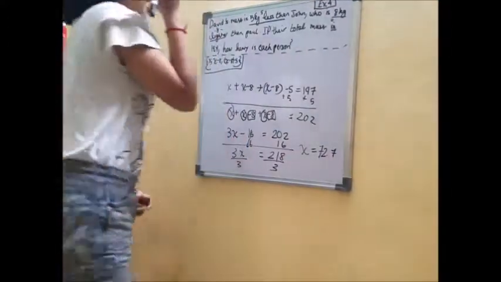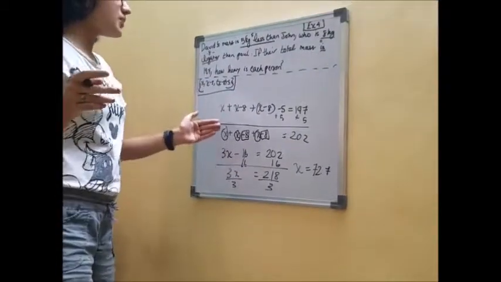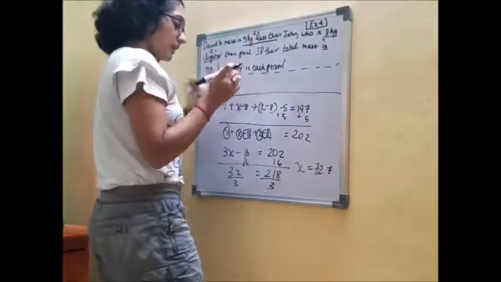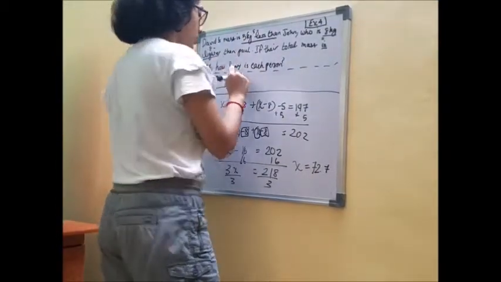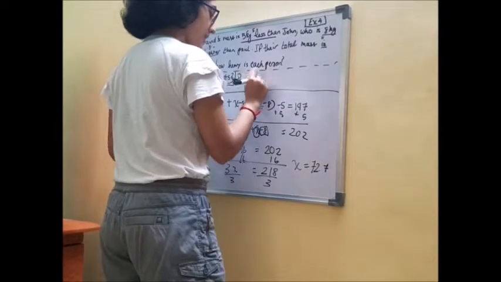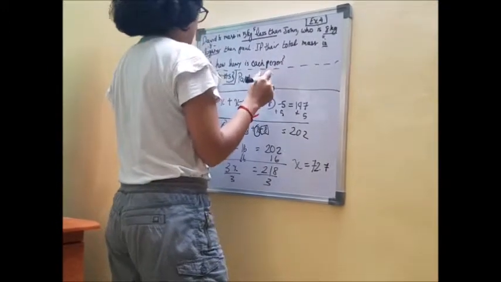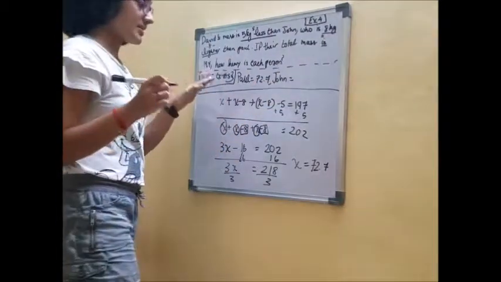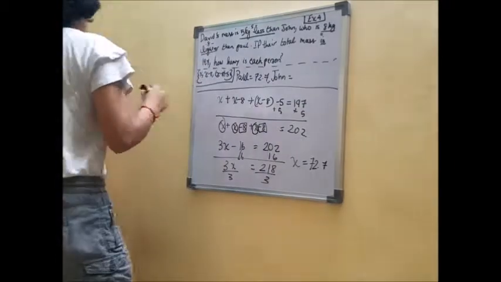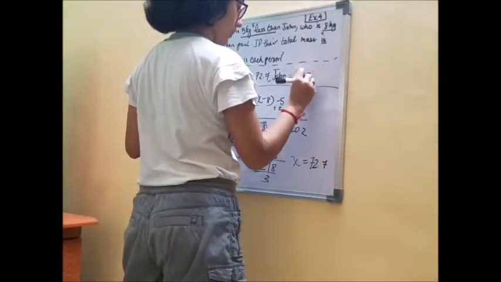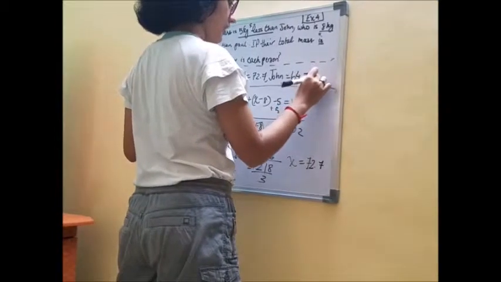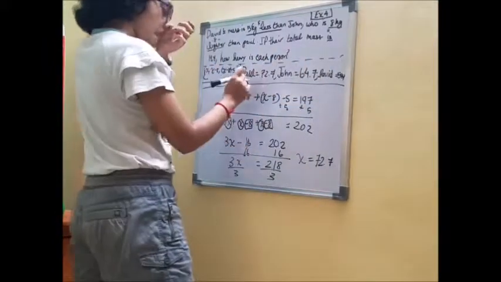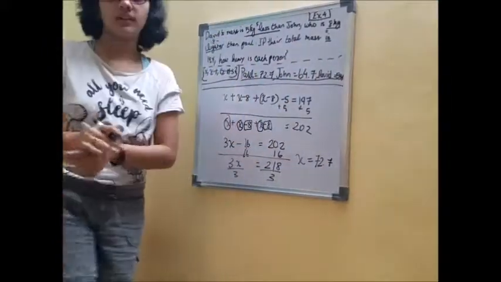But they have not only asked to find x, they have asked to find each person's weight. So I'm going to make some room over here. So x is Paul. So Paul will equal 72.7, and John will equal 72.7 minus 8, which is going to give you 64.7. And David is going to be 59.7. That will be your final answer. The long answer is your final answer.